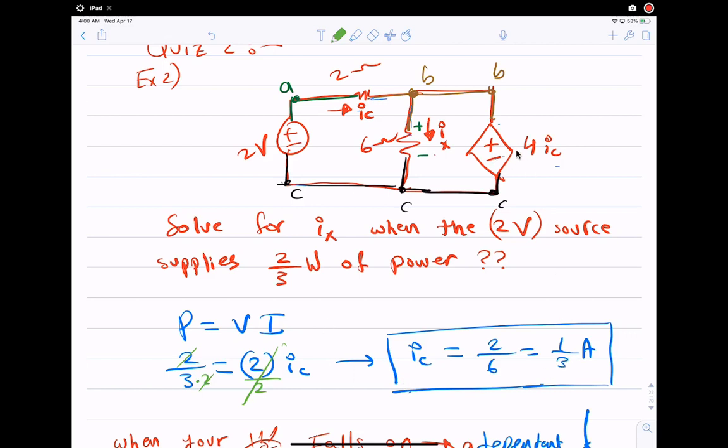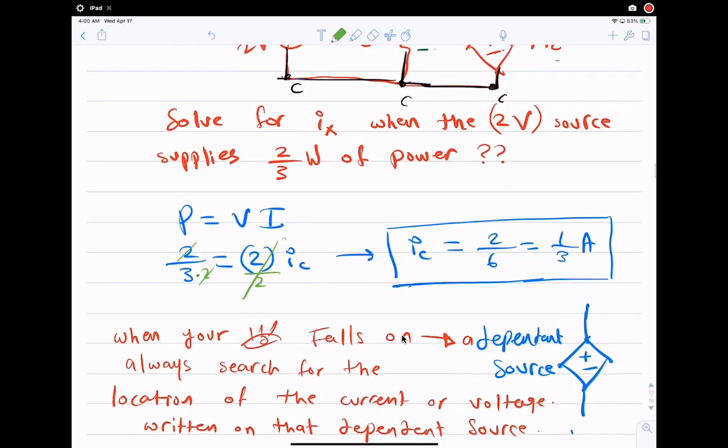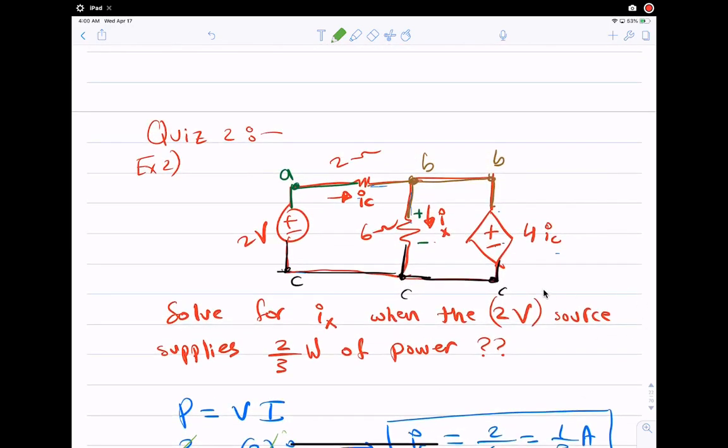Now I go and find the value of the voltage source. 4 times 1 over 3 is 4 over 3 volts. Okay, so this we did already. Now if I know the voltage here, would it help me to find the current IX? At this point, I'm going to make sure that I named all nodes. This is node A, here is node B, and under here is node C. So I have 3 nodes.